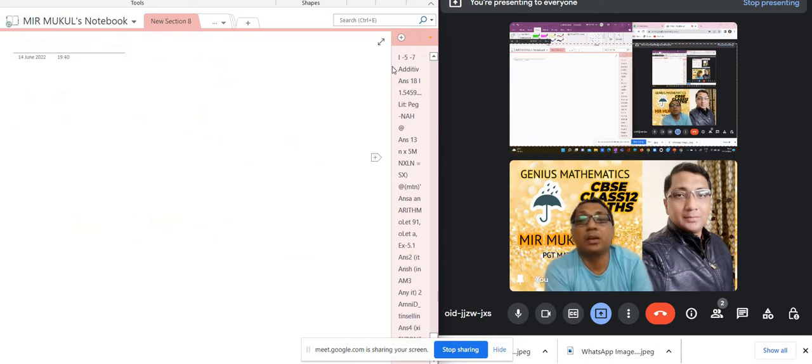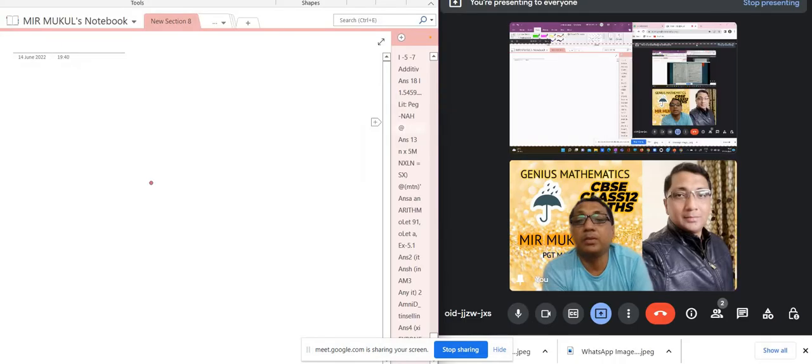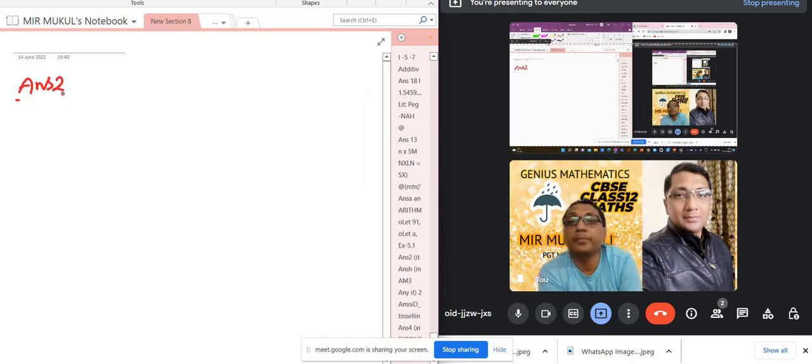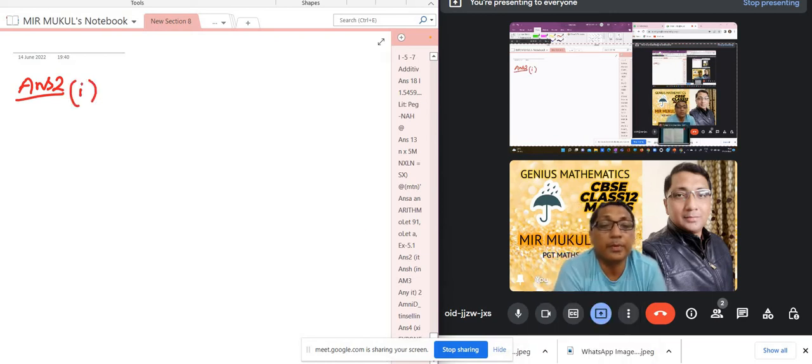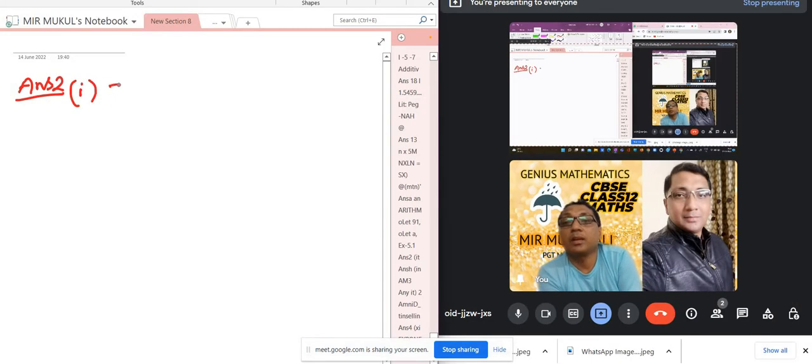Now next question, number 2. Find the multiplicative inverse of each of the following. 7 to the power minus 3. Answer 2. First question, what are we getting? 7 to the power minus 3.